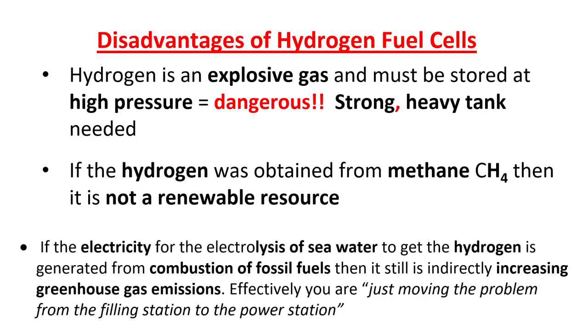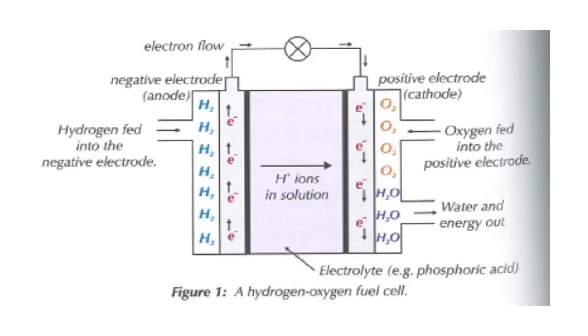However, there are disadvantages. Hydrogen is an explosive gas and must be stored at high pressure, so you need a strong, heavy tank. If the hydrogen is obtained from methane, then it is not a renewable resource. And if the electricity for the electrolysis of seawater to get the hydrogen comes from the combustion of fossil fuels, you are still indirectly increasing greenhouse gas emissions. Sometimes they say you're just moving the problem from the filling station to the power station.